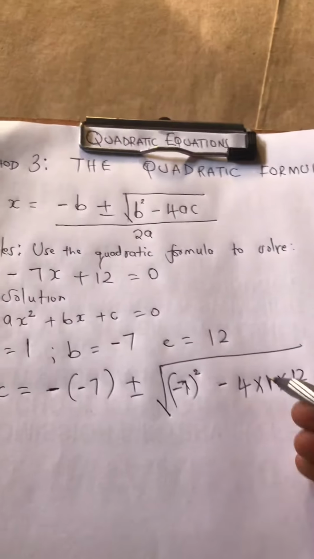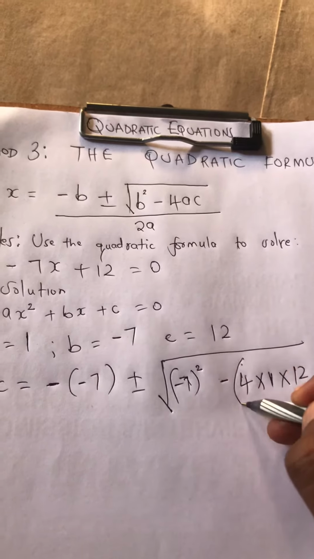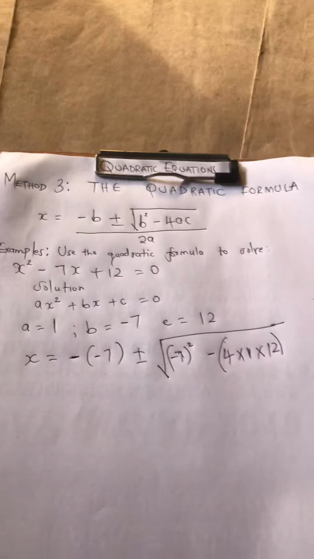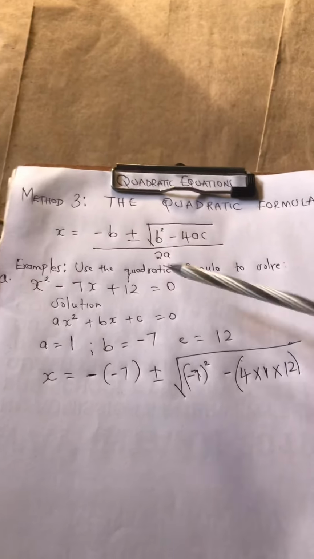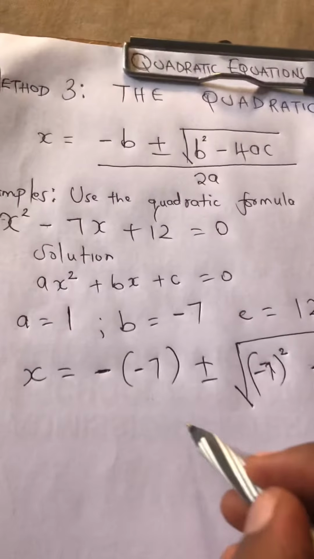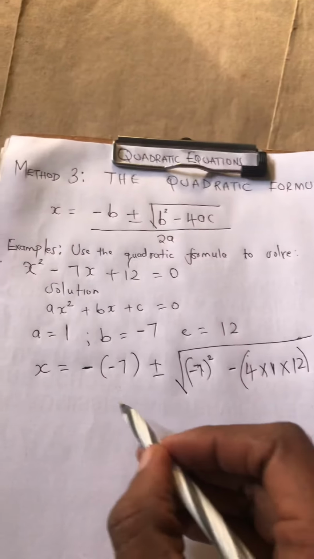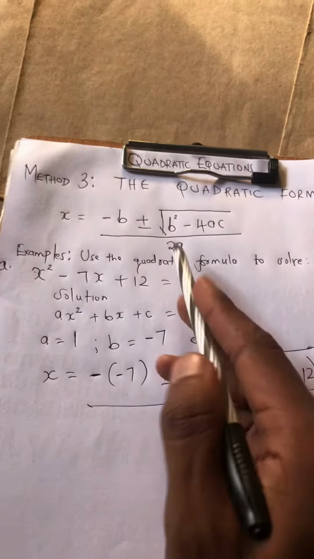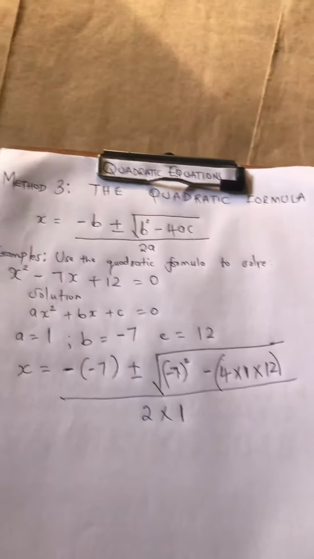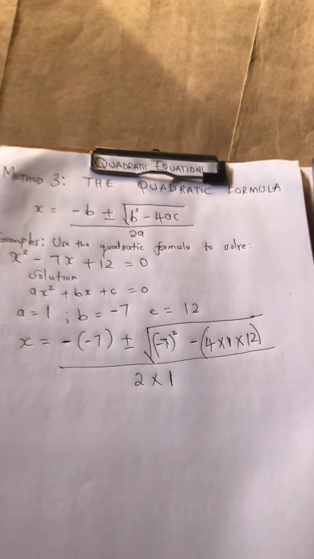And by the way, unaweza amua hata kuenclose na brackets to make your work a little bit easy ndio isikuchanganye. You can enclose 4ac with a bracket. Then divided by all this, we divide all this by 2 times a. Our a is 1, so 2 times 1. Hapo sawa?